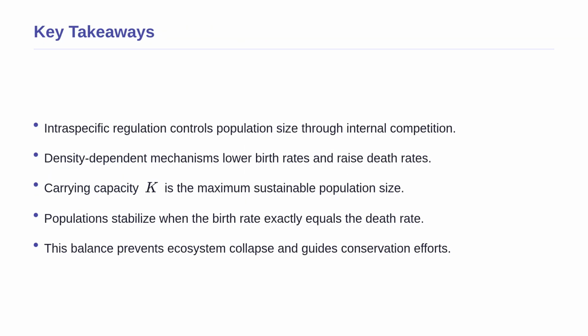We have covered a lot of ground today, so let us summarize the key takeaways. First, intraspecific regulation is the natural mechanism that controls a population's size through internal competition for resources. Second, as a habitat gets crowded, density-dependent mechanisms kick in, forcing birth rates down and death rates up.